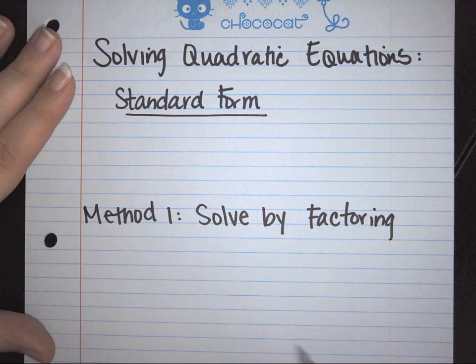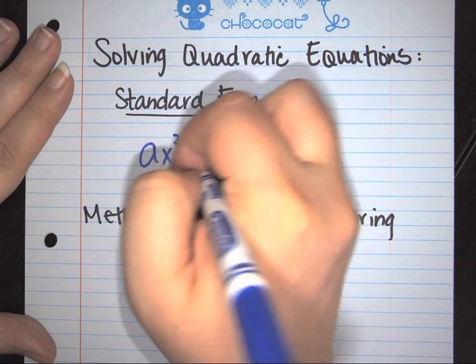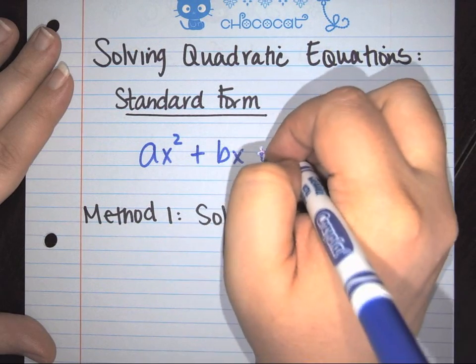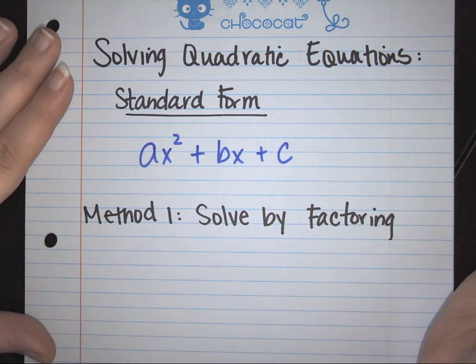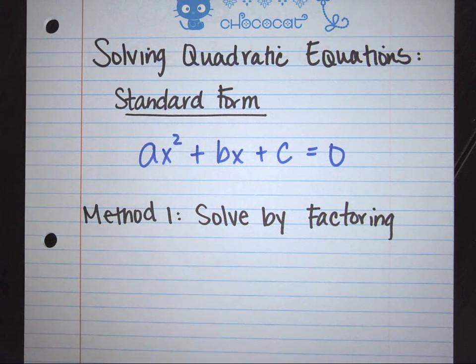Standard form of a quadratic is ax squared plus bx plus c. And when we're talking about an equation, we have to have these set equal to 0. Okay, so that is standard form. It means whenever you get or start working with a quadratic, you always want to make sure when solving that you put your equation into standard form.